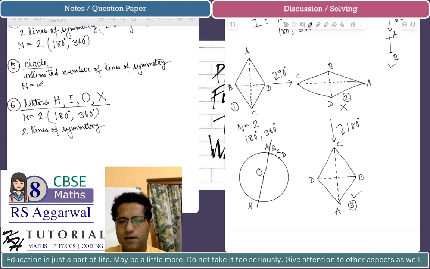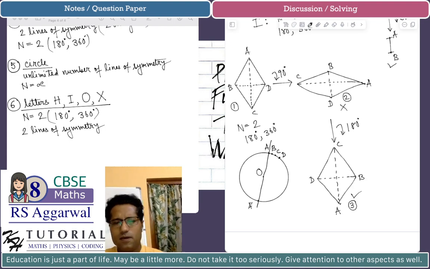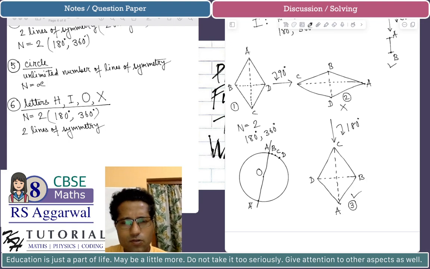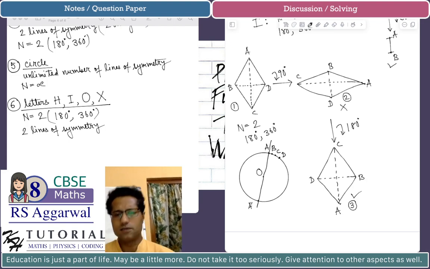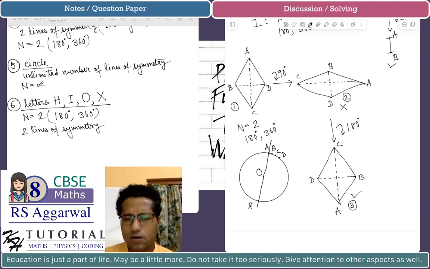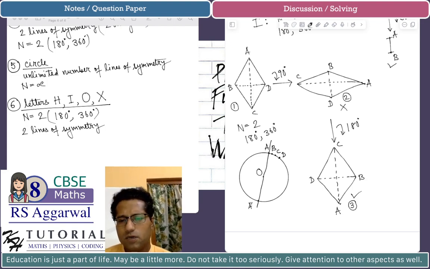It will be identical. So you can say that the order of rotational symmetry n for a circle will actually be infinity. Even though the circle is not discussed in the book, this is my understanding, that the order of rotational symmetry for a circle will be infinity, unlimited. I mean a very very large number, since I can rotate the circle by a very very small amount.